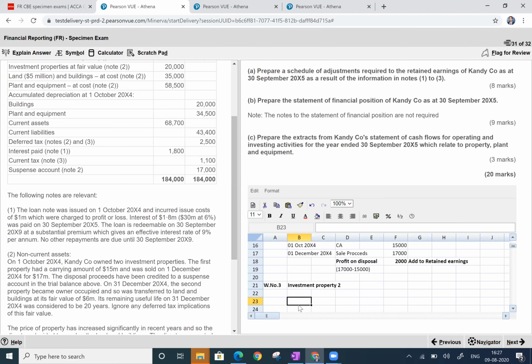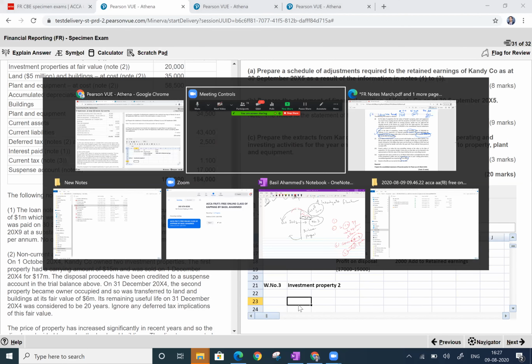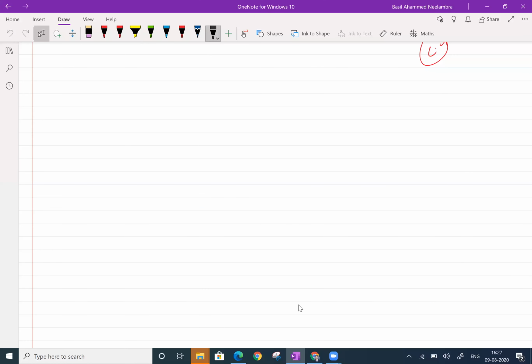So I'm just going to take a short detour and discuss investment property for 5 minutes. Let's revise it. Investment property: there are only a few points that we have learned. What is investment property? Any property that is held for the purpose of earning rental income or for capital appreciation is known as investment property.